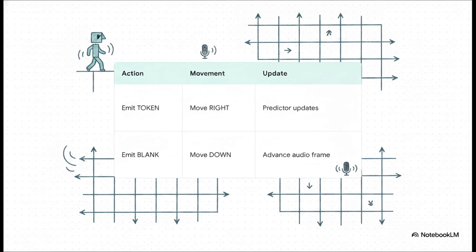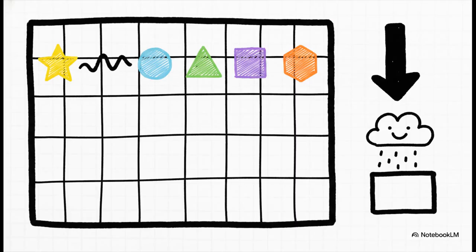But if it chooses to emit a blank, it moves down on the grid. And moving down means it is officially advancing to the very next frame of audio. Because of this clever right and down movement, RNN-T is actually walking a 2D lattice made of frames by tokens. This is a massive departure from CTC. CTC was totally locked into this restrictive 1D per frame grid limitation. It could only ever output one single token per audio frame.